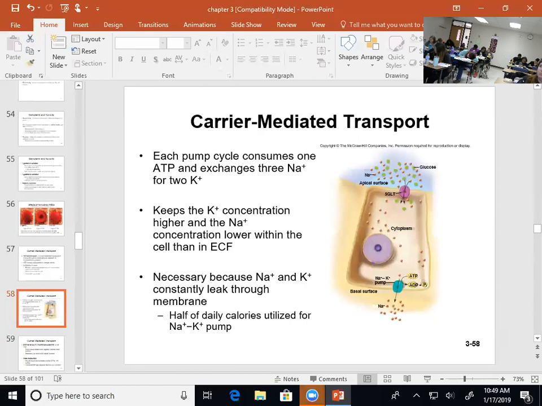Now, to keep that, aren't they wanting to move down their gradients? Can y'all tell me that solutes will move down their gradients naturally? They are trying to do that, but what's keeping them from doing that is something called the sodium-potassium pumps in all of your cells. This is just another thing that's happening 24/7 in every one of your living cells. You have these sodium-potassium pumps that are actually functioning. Look at this. Half of your daily calories go to your sodium-potassium pumps.